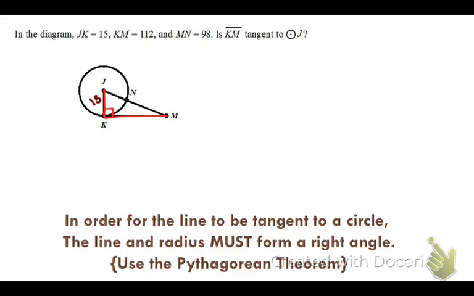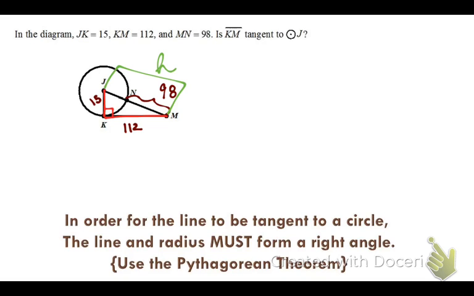What's the measure of KM? It's in the directions. 112. And then it says NM or MN, which is from here to here, which is 98. Which side is the hypotenuse? JM is the hypotenuse, but it only gave you the measure of NM. What is the measurement from J to N?